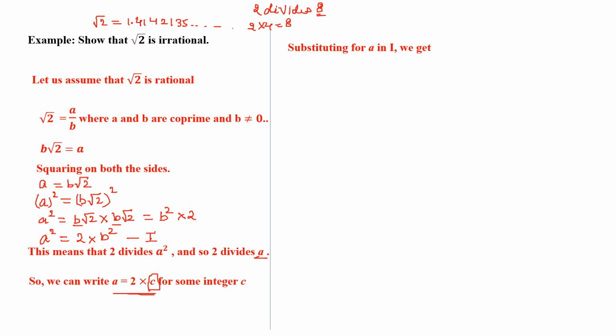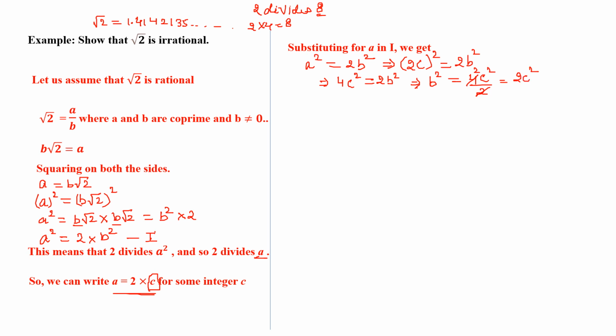So a square is equal to 2b square from first. Now I'm going to put the value of a as 2c. So it will become 2c whole square equal to 2b square, isn't it? And 2c whole square means it will give me 4c square equal to 2b square. And from here, if I get the value of b square, it will give me 4c square divided by 2, and 2 times 2 is 4, which will give me 2c square, right?